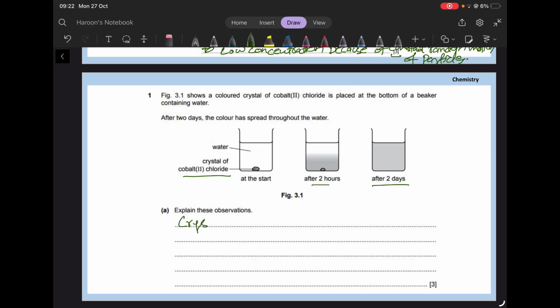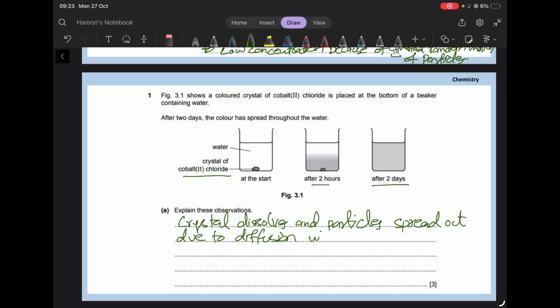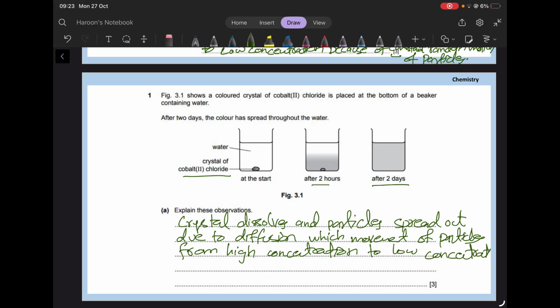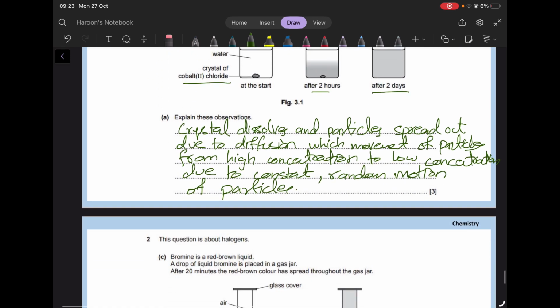In this case, we need to state dissolving. So you can say crystal dissolves and particles spread out due to diffusion, which is movement of particles from high concentration to low concentration due to constant random motion of particles. This is why diffusion takes place, constant random motion of particles.